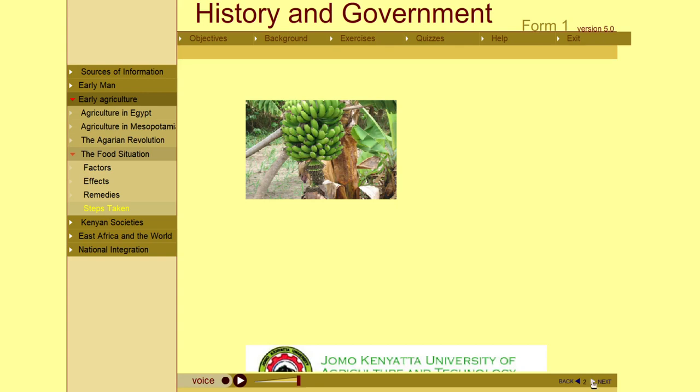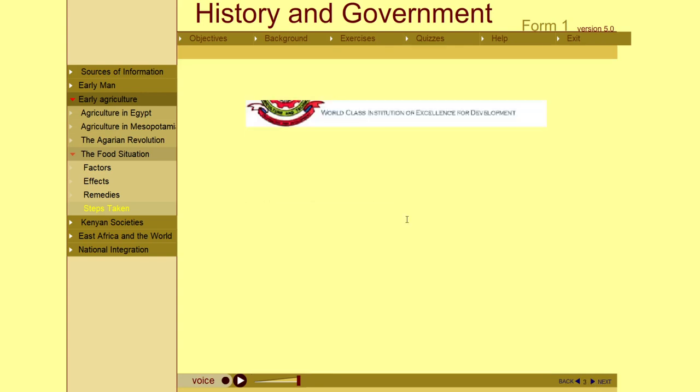4. The government has introduced the teaching of agriculture in the school curriculum. 5. The government has educated people on the need for family planning. And 6. The government has formulated a food security policy to enhance production in the country.